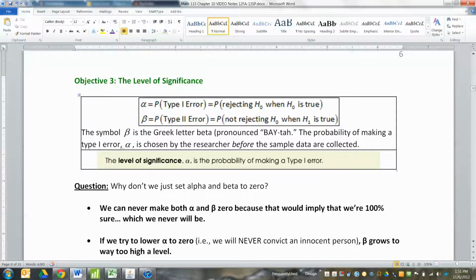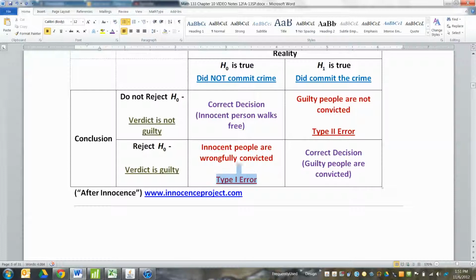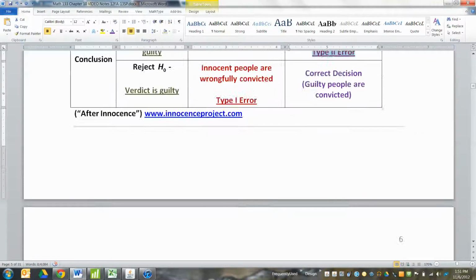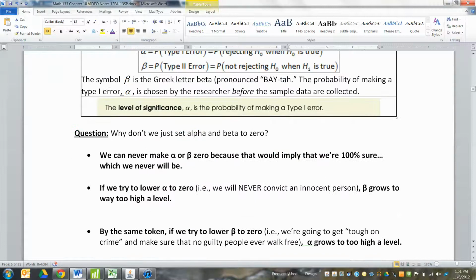All right, we need to talk about something for a second. We can never ever make both alpha and beta 0. As a matter of fact, we can't make either one of them 0. We can't make alpha or beta 0. And we certainly can't do it for both, because everybody would like to say, oh, we'll never do this. These people are just heartbreaking. We never want to have that happen. Or this is terrible, we want to be tough on crime. We don't want people that are guilty walking free, right? Okay, so the problem is that if you want to make alpha 0, what's going to happen?